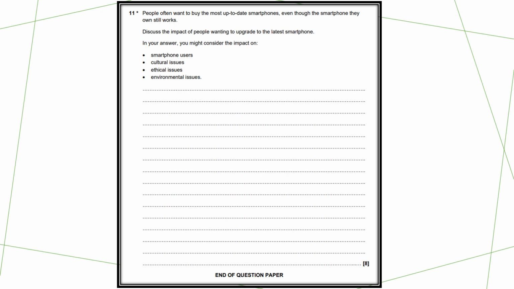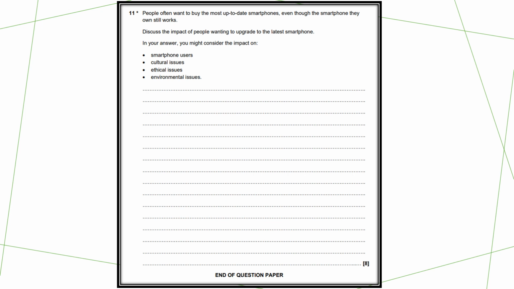What are the good impacts? What are the good things that might change if people all upgrade to the latest smartphone? What will be the positive on smartphone users for that? What will be the negative impacts in terms of ethical issues and environmental issues of upgrading to the latest smartphone? And are there any negative cultural issues that might relate to this as well?